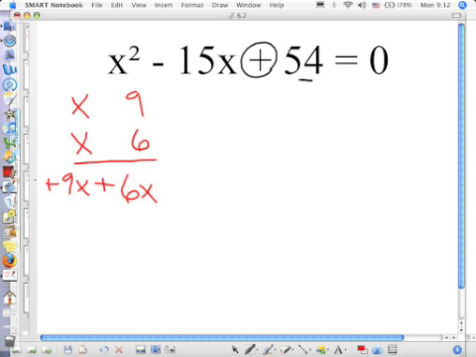It's close to right. What's the problem? Nick is saying no, no, no. It has to equal negative 15. They have to both be negative. You're right. Everything else is right. You just had your signs wrong.